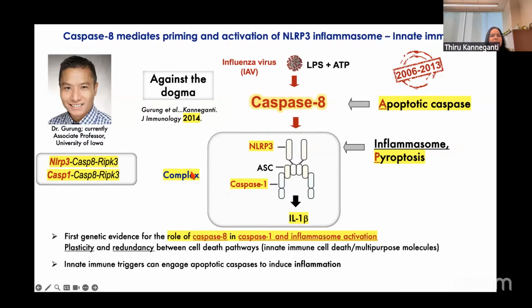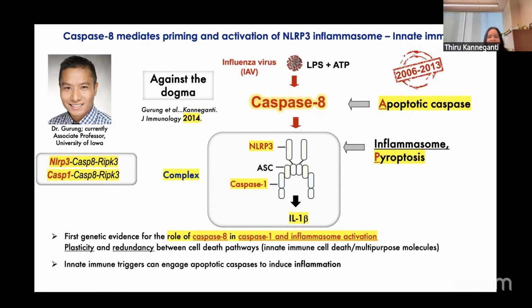So this study, published back then, provided for the first time genetic evidence for the role of caspase-8 in caspase-1 inflammasome activation. This also told us many things, that there is plasticity and redundancy between cell death pathways, and also that innate immune molecules can interact with other caspases or multipurpose molecules.